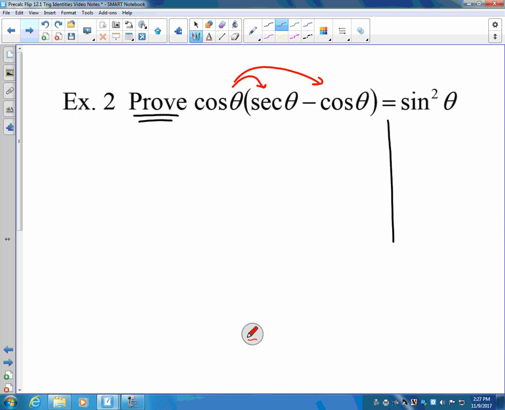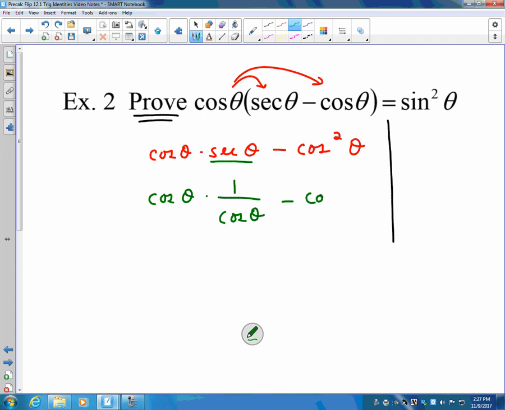So what if I stayed on the left, and what if I just distributed this? Let's see what would happen. I'd get the cosine of theta times the secant of theta minus the cosine squared of theta. All right, whatever. What is the secant of theta equal to? Do you know? That's going to be 1 over the cosine of theta, all right? All right, so now when I take a look at this here, I can cancel those guys, and I've got 1 minus the cosine squared of theta, right?